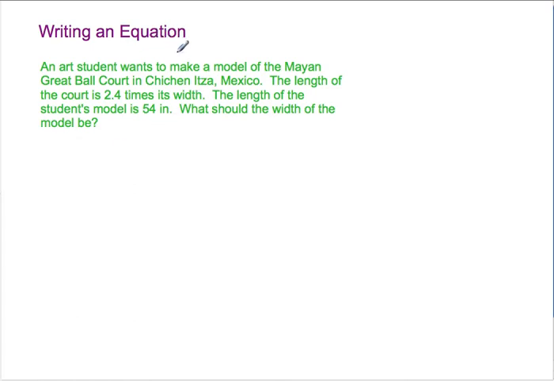For writing an equation, let's say we have this paragraph here. An art student wants to make a model of the Mayan Great Ball Court in Chichen Itza, Mexico. The length of the court is 2.4 times its width. That's a really important sentence. I'm going to underline that. The length of the court is 2.4 times its width. The length of the student's model is 54 inches. What should the width of the model be?